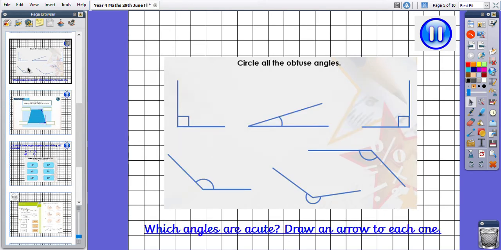Okay, moving on then, circle all the obtuse angles. So again, you are identifying the difference between these different kinds of angles. You need to see whether the angle identified is obtuse. So is it bigger than a right angle? Circle the ones that are obtuse, and then which angles are acute? I'd like you to draw an arrow to the acute angle, so the ones that are less than 90 degrees. Pause the video and have a go now.